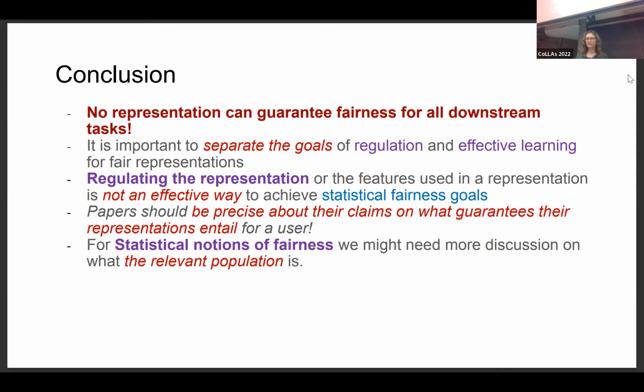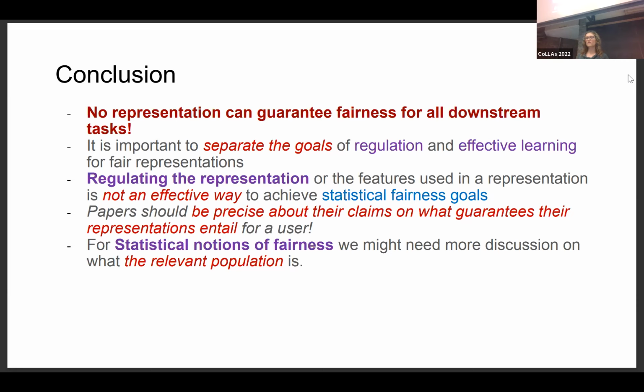So this is the conclusion. The main takeaway is that there is no representation that can guarantee fairness for all downstream tasks. We think it's important that if people come up with representations, that they are specific about how this representation is supposed to be used, for what kind of distributions, for what kinds of agents.